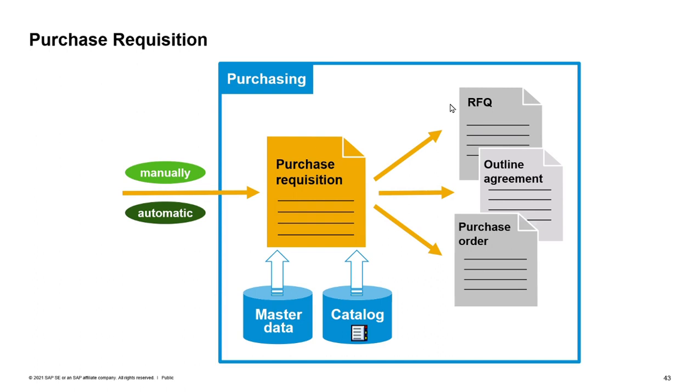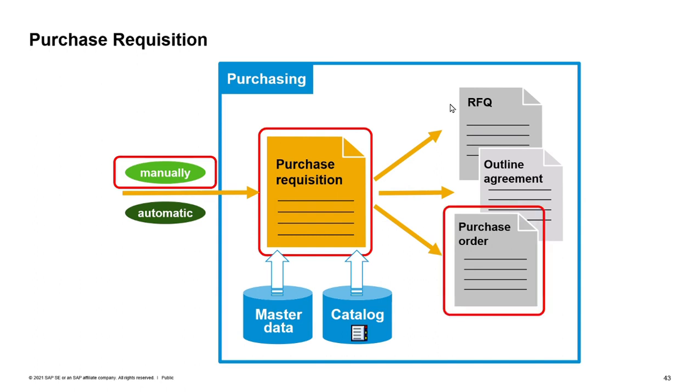It is an internal document. It can be created manually or automatically. And data for a purchase requisition can come from master data or a catalog. You can convert a purchase requisition into RFQs, an outline agreement, or a purchase order. During this course, we're going to focus on creating a purchase requisition manually and converting it to a purchase order.